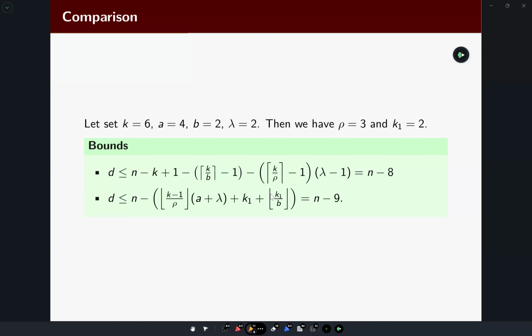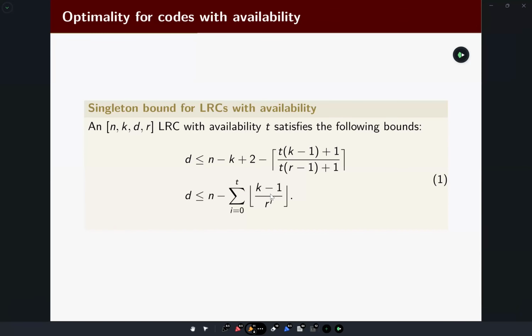Because of course it's interesting to prove an arithmetic bound, but if we are not able to show codes that attain that bound, that's a little bit incomplete. Okay, so now let's go on with optimality.